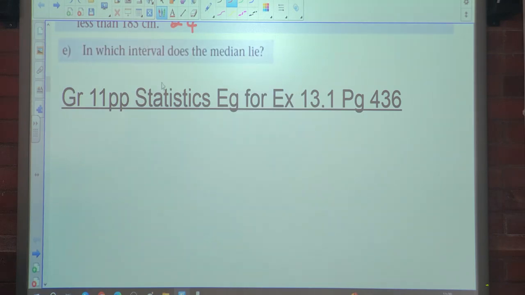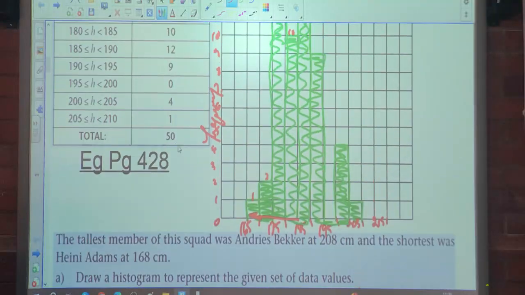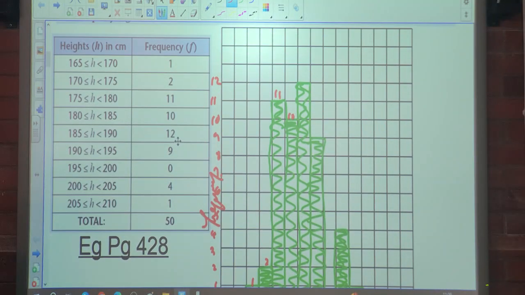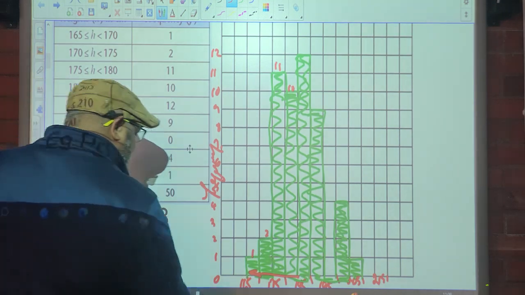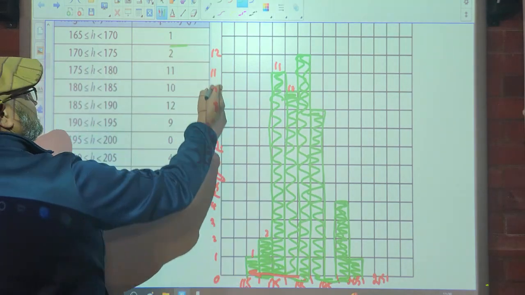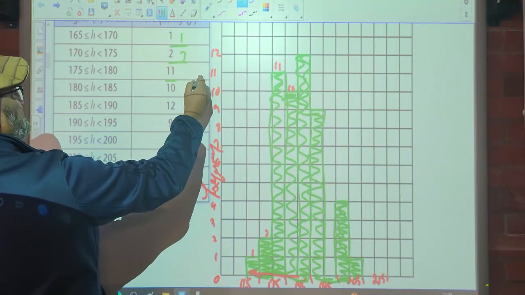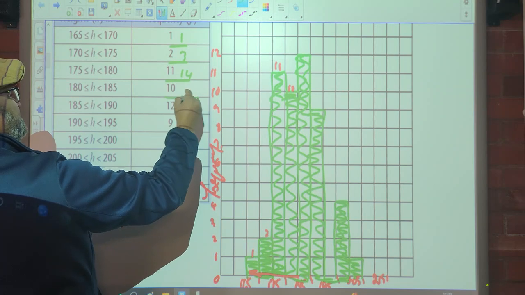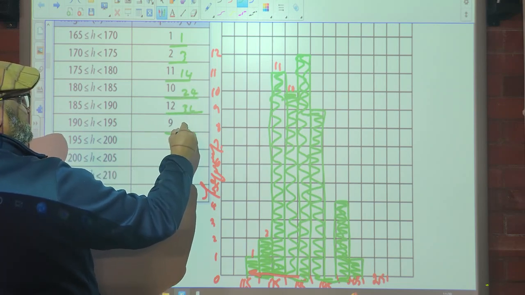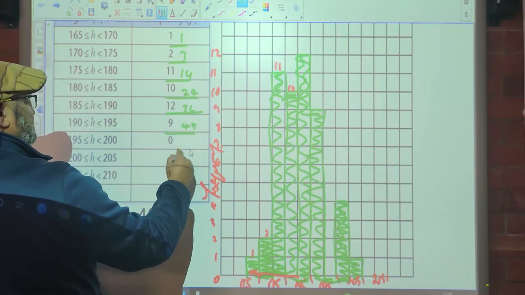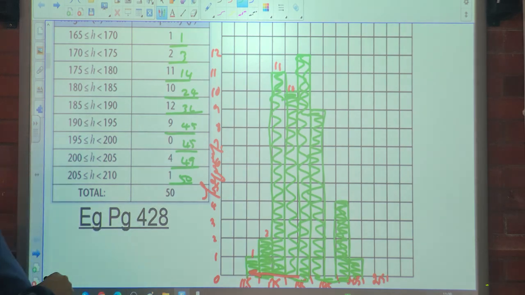So, in which interval does the median lie? People, they ask you the median. How do you calculate the median? The middle number of sorted data. So what we do is, we say, okay, at the end of this class I've considered 1 person. At the end of this class I've considered 3. At the end of this class I've considered 14, 24, 36, 45, 49, 50. Can you see that, people?